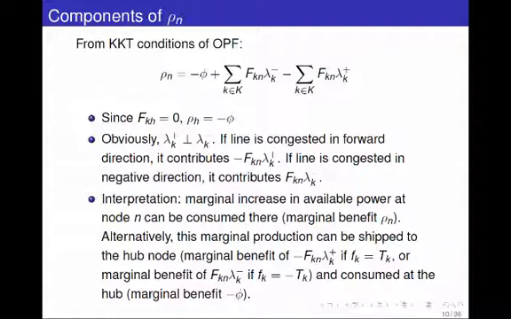Which also by default holds for the hub node. So for the hub node, these PTDFs are by definition 0. So also for the hub node, this holds as an equality, but since all of these become 0, the row at the hub node is minus the phi. And I'm claiming here that the lambda plus and the lambda minus are complementary.